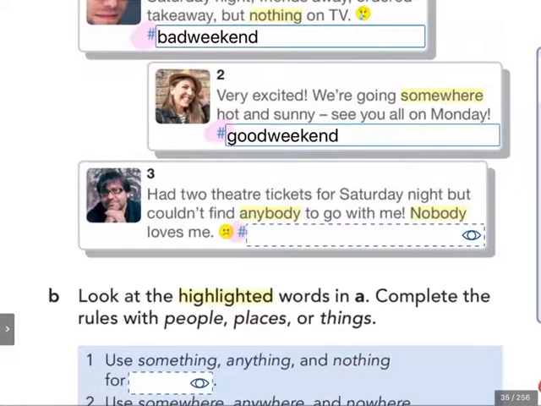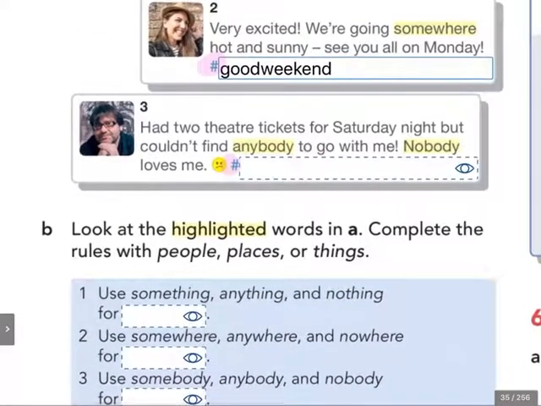And number 3. Had 2 theatre tickets for Saturday night, but couldn't find anybody to go with me. Nobody loves me. Oh, boo-hoo. Hashtag good weekend or hashtag bad weekend? What do you think? Well, I think very clear. No, it's hashtag bad weekend. No? So these are very nice messages, no? Because they are very short, no? They are brief and they only contain the important information, no?